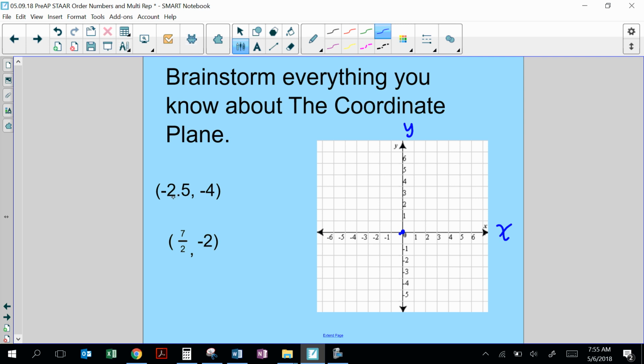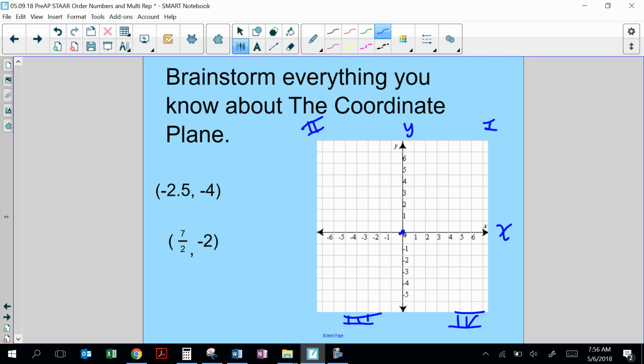So for example, please graph where would -2.5, -4 go on this? Would it be going in quadrant 1, quadrant 2, quadrant 3, or quadrant 4? You do not need to know the quadrants. You just need to know how to graph it and read it. So please pause.